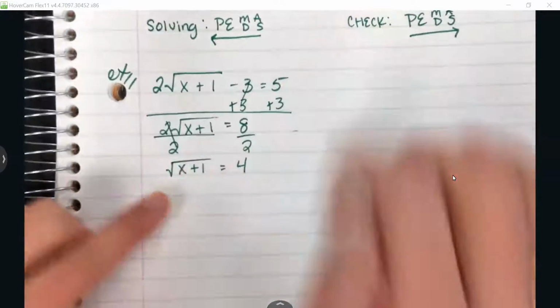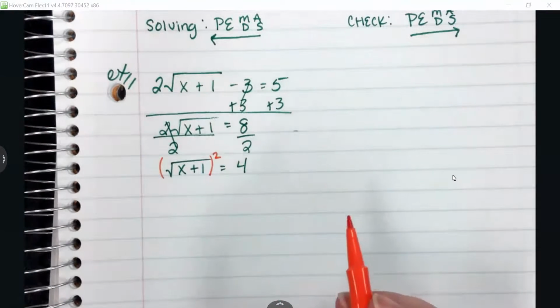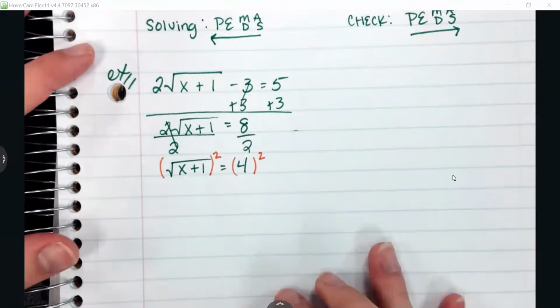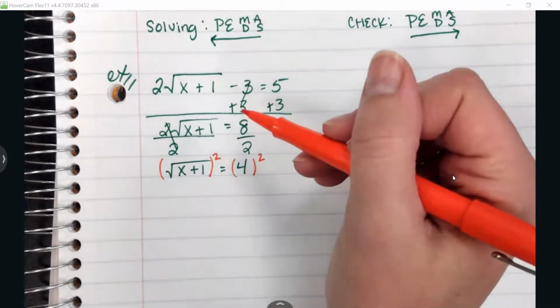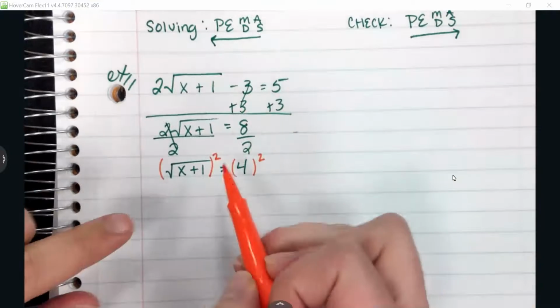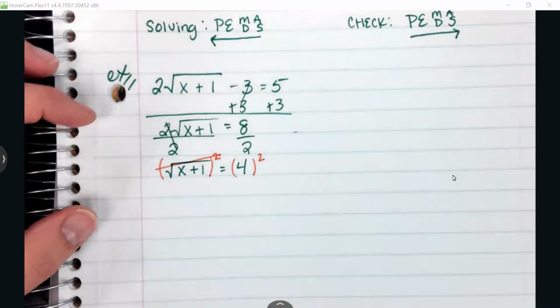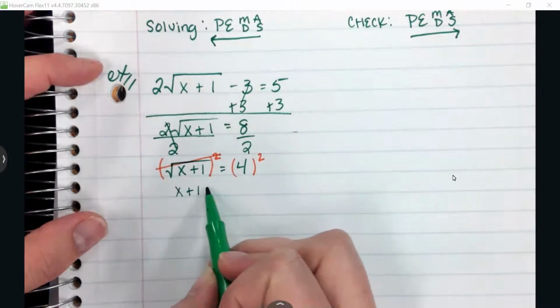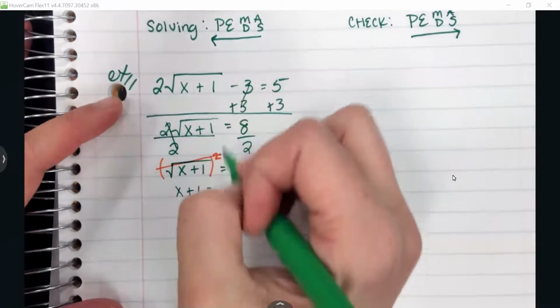I square it. So I'm going to take the entire left side and square. What I do on the left, I have to do on the right. So I'm going to square both sides. Now, just like adding, subtracting, they cancel each other out. Multiplying, dividing, cancel each other out. So when I square a square root, they cancel each other out. So all I have left is what's inside. X plus 1 equals something. What's it going to equal? 16. Where did 16 come from? 4 squared is 16.